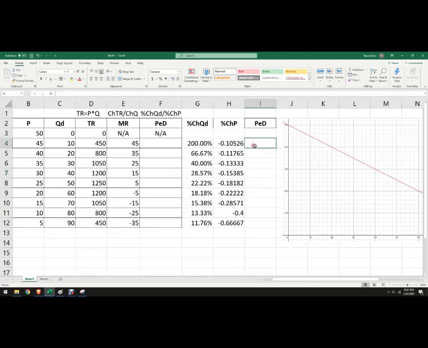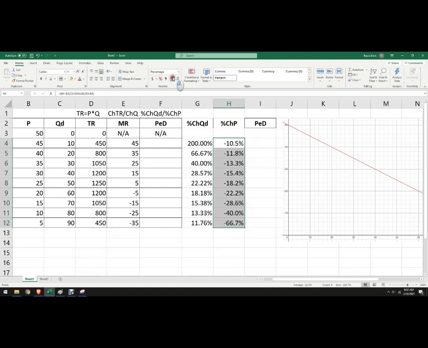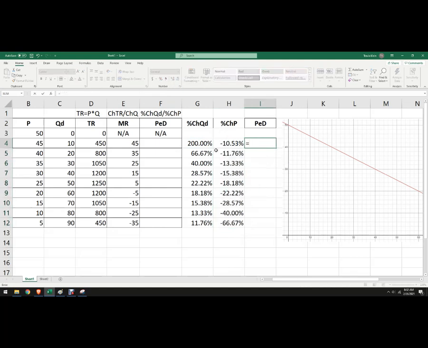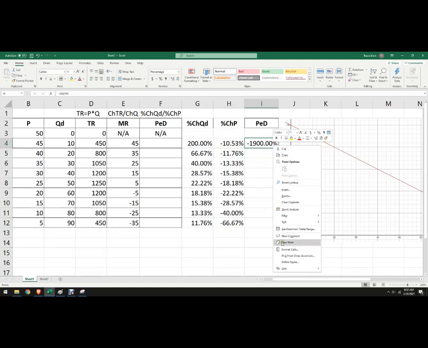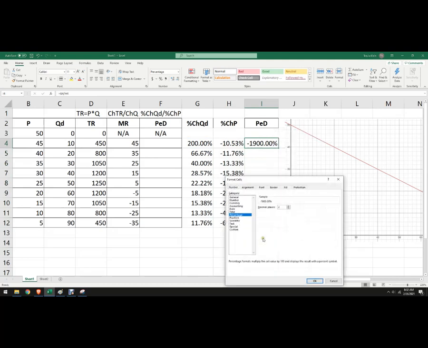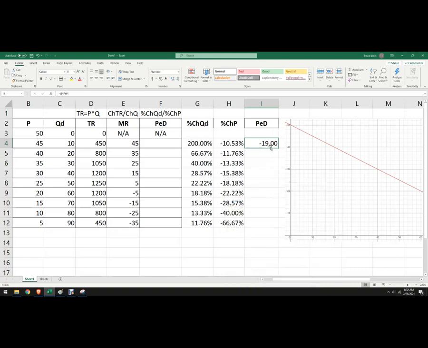Okay. So then the price elasticity of demand is just this, so the change in quantity divided by the, oops, let's turn these into percents so they look nicer. Okay, so this divided by this, but these are not percents, so to go in here, format cells, and I'm going to change it back to a number, 2 decimal places. There we go. Okay, and then just copy that guy down.